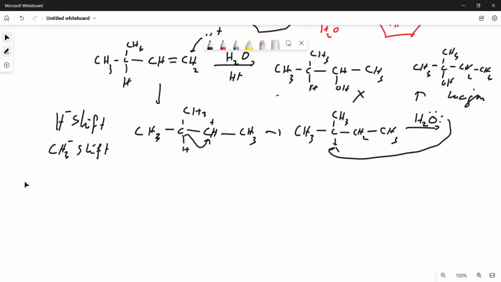supposing you want to produce the unrearranged product, you cannot use this method of hydration because you will always end up with the rearranged product. If you want to hydrate the alkene without rearrangement, we have to use another method, no? And you call that, okay, oxymercuration, demercuration process.